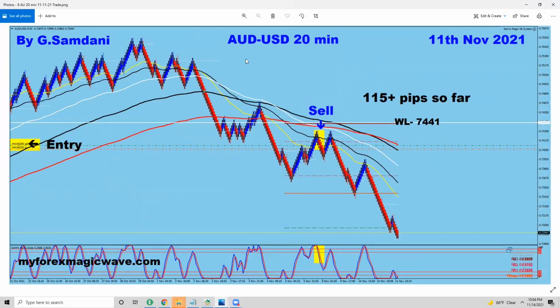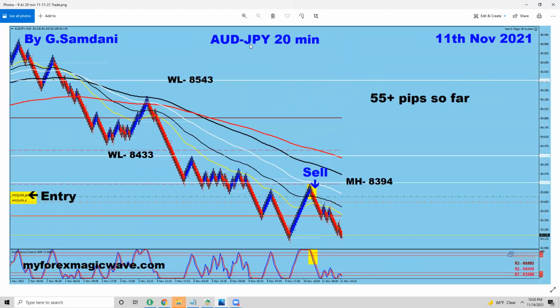Aussie USD, because of Aussie weakness, Euro Aussie, pound Aussie went up, and Aussie USD and Aussie yen went down. You can see here, beautiful entry, 115 pips on the 11th. And on the 11th, Aussie yen, like I said, Aussie USD and Aussie yen, because Aussie is on the left hand side, Aussie getting weak, and these things will go down, right? So it's 55 pips here.